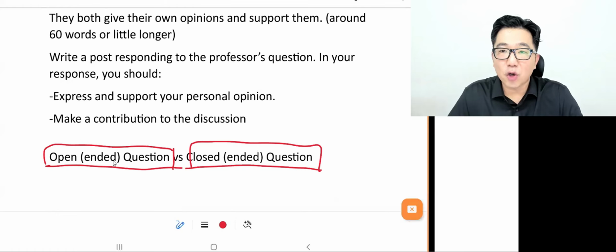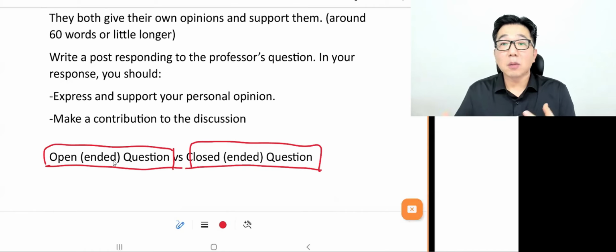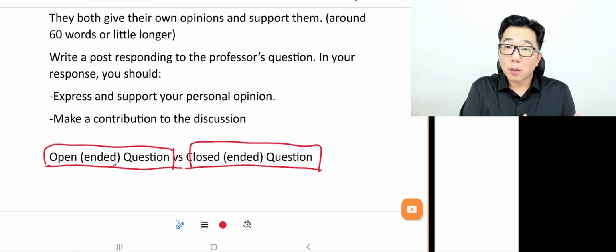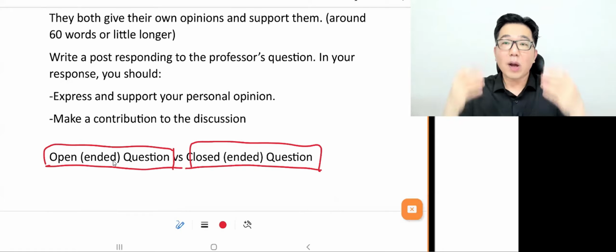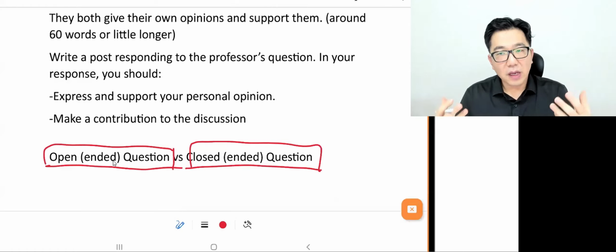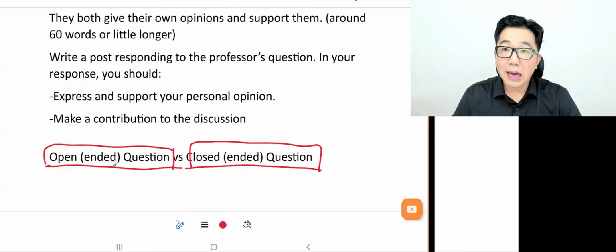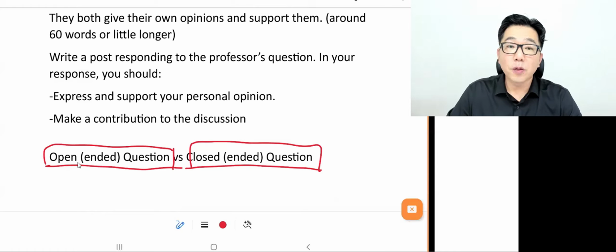Let me give you an analogy. An open question would be like, what is your favorite fruit? Okay? So it's not multiple choice. You cannot agree or disagree. You cannot choose between 2 options. You have to think, what is my favorite fruit? You have to think and you have to answer. It could be pineapple, kiwi fruit, passion fruit, banana, orange, apple. But you have to think of your own original answer. That's an open question.